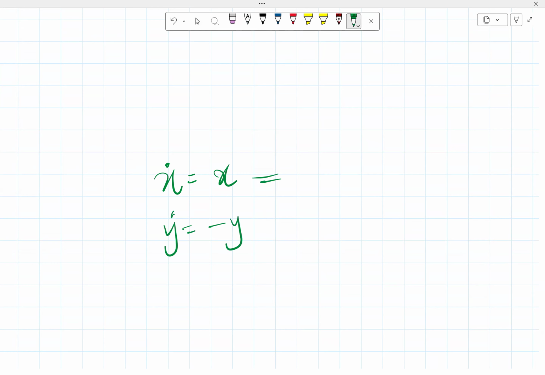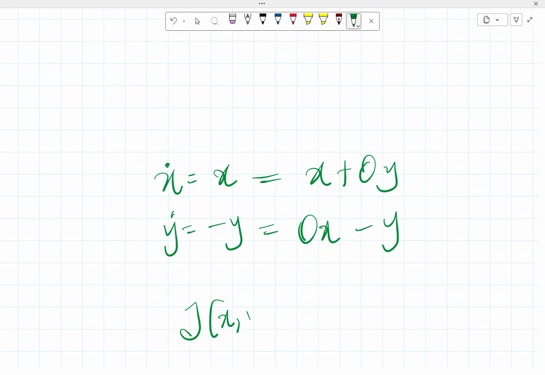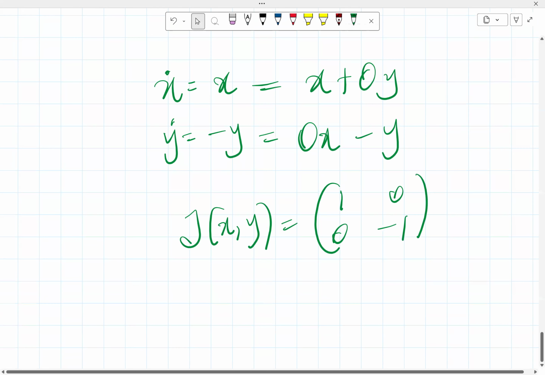So this is the same thing as x plus 0y, and this is the same thing as 0x minus y. And if you want to do the Jacobian, what do you do? J of x comma y is equal to: differentiate this expression with respect to x, you get one. Differentiate with respect to y, you get zero. Differentiate this with respect to x, you get zero. Differentiate the whole thing with respect to y, you get minus one.